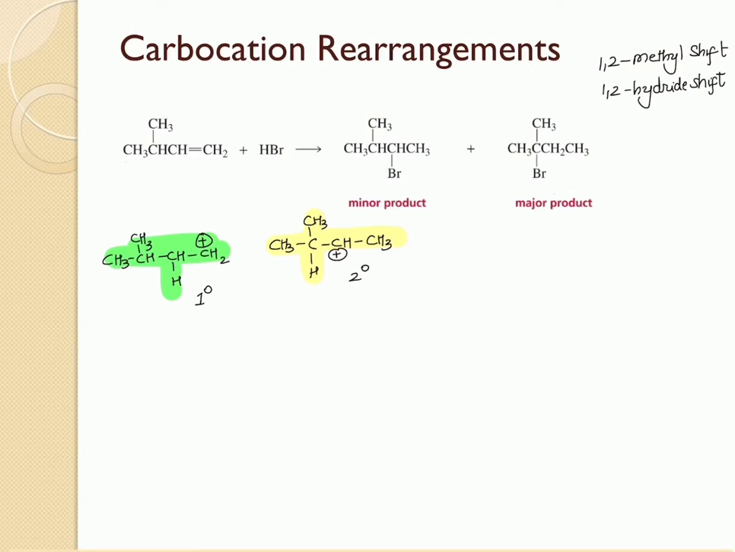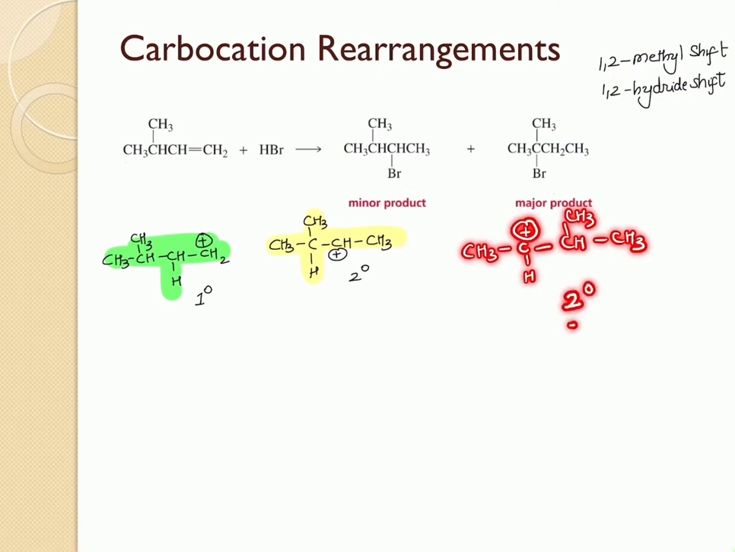Let's say that if we shift this methyl group, what's going to happen? If we shift this methyl group, then it's going to lead to exactly the same carbocation that we started with. So this is again another secondary carbocation. By moving the methyl group, we are not going to benefit at all. So we will not be moving this methyl group.